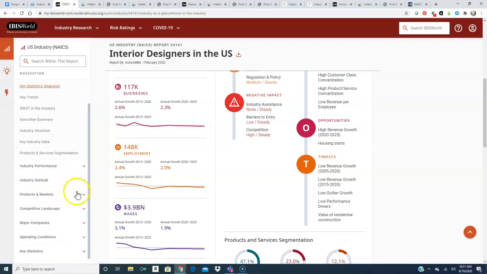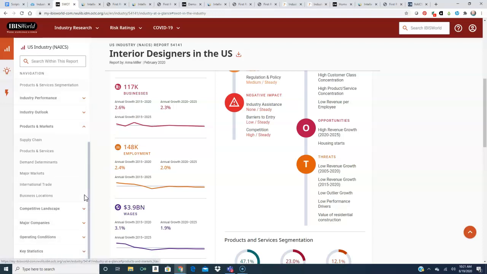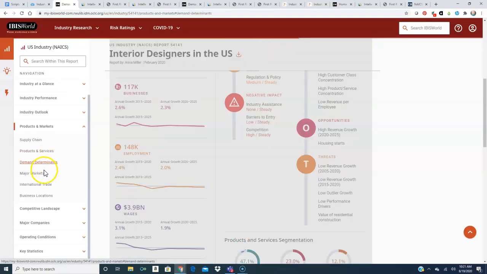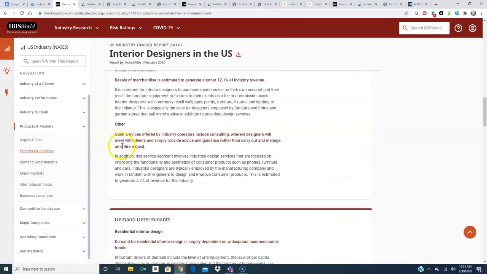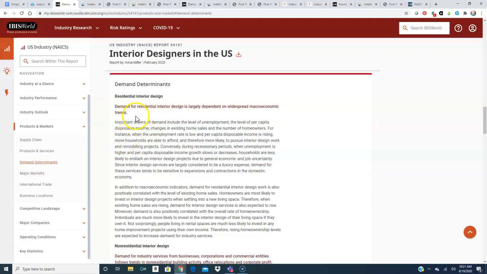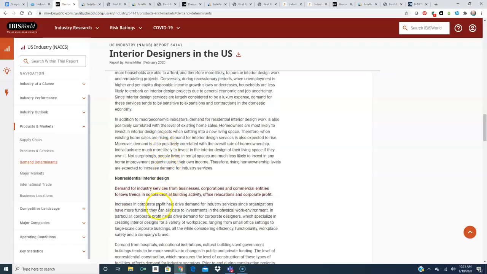I want to point out under the products and market area, it's really a good area to look at to understand your industry, the products and services it offers, the demand determinants, and the major markets. So when I look under demand determinants, I see that demand for residential interior design is largely dependent on widespread macroeconomic trends. So I can read about that.